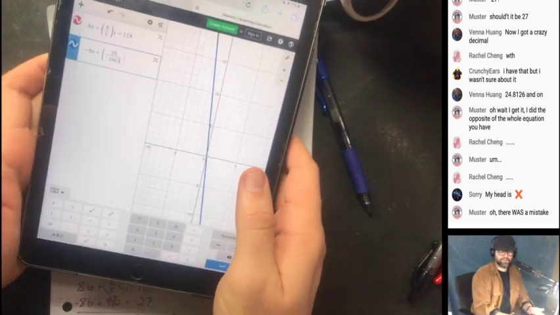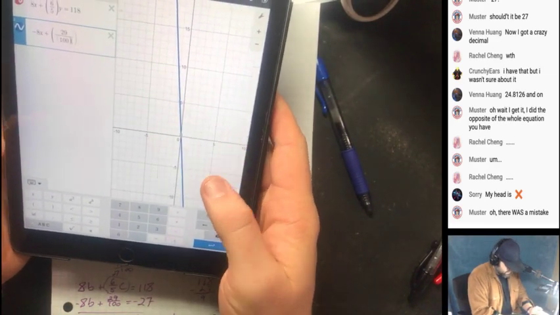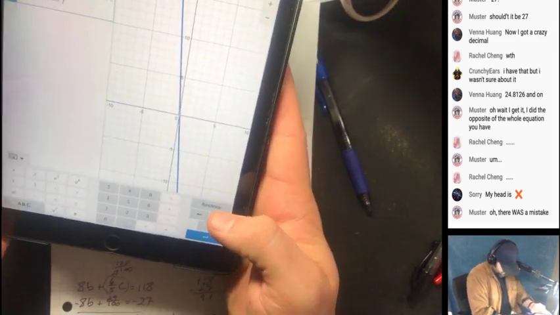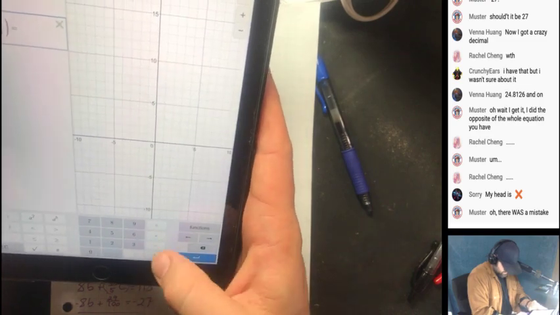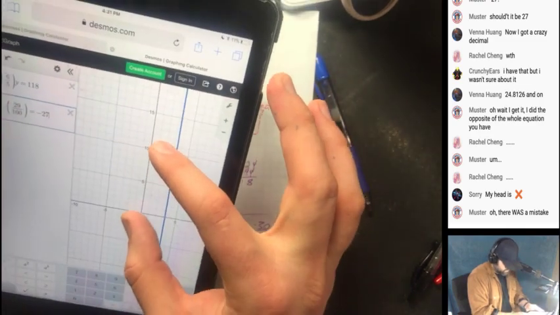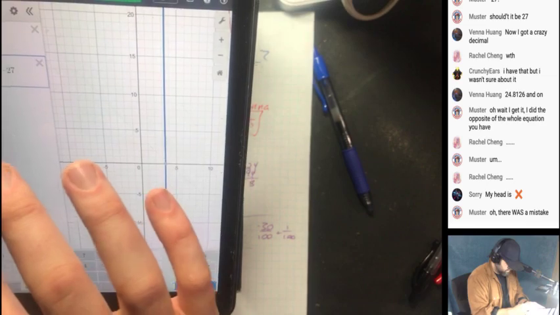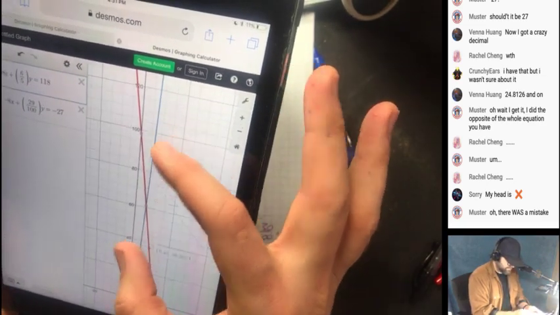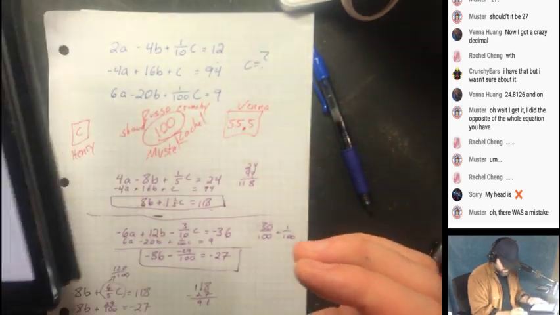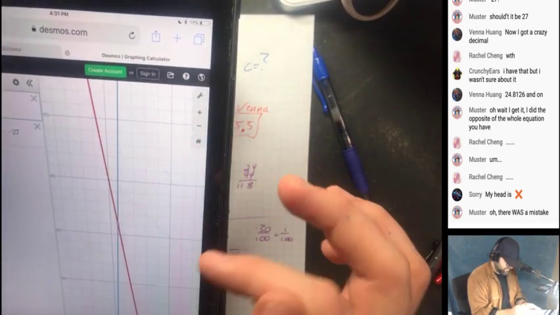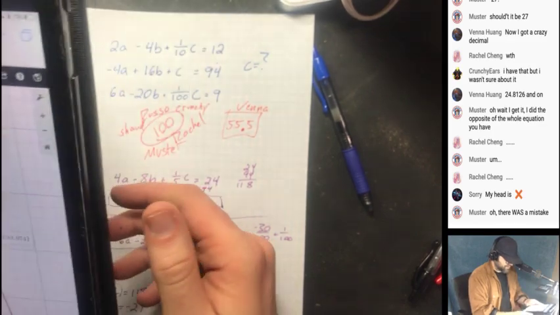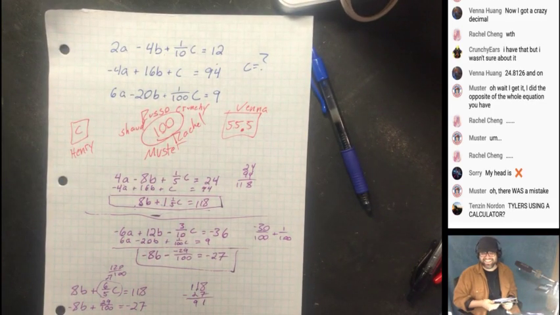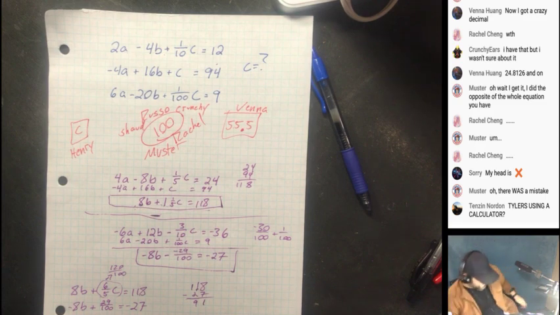And I can show you what I'm doing. I'm just graphing up real quick. 100 equals negative 27. Oh. So now we see where these two lines cross. Yeah, there's a problem with my equation somewhere. There's definitely a problem with the equation somewhere. Todd's using a calculator. Yeah, bruh.